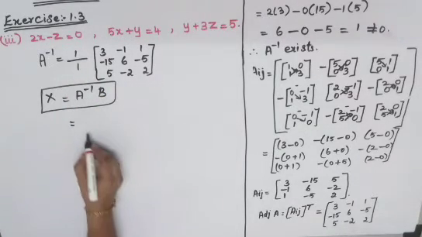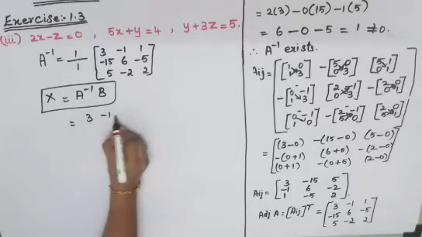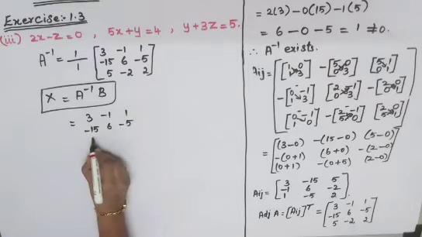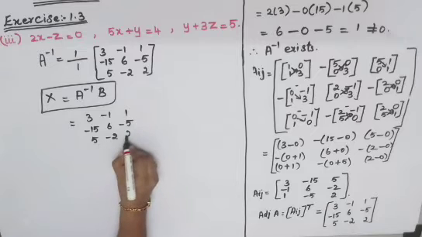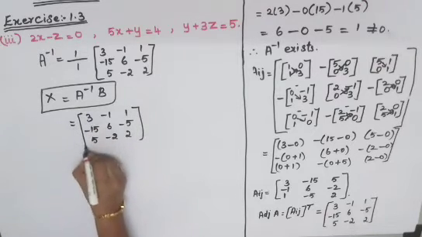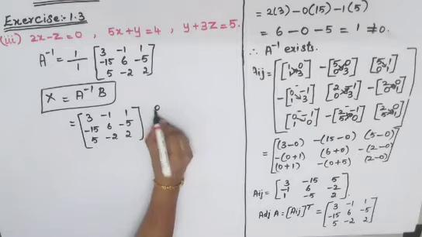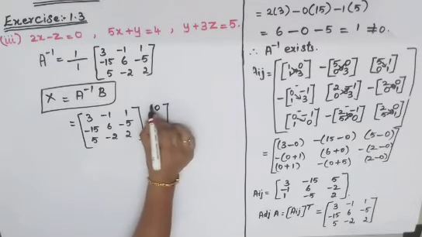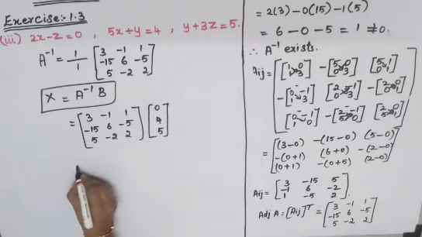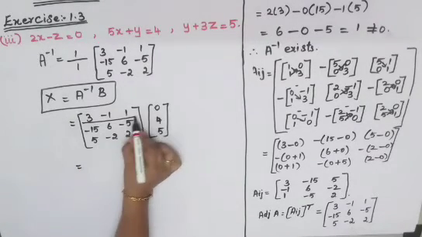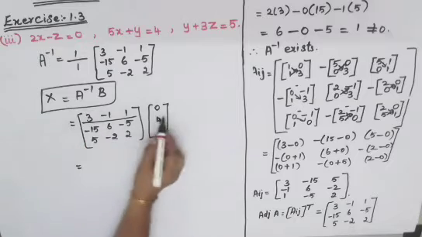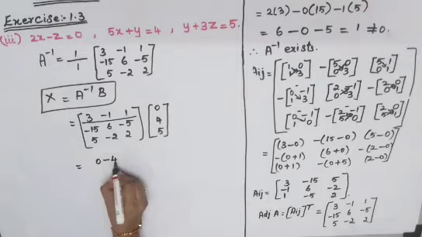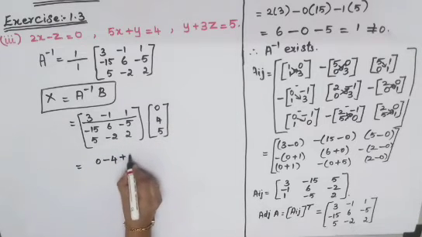1 by 1 is there, so you can leave it. So 3 minus 1, 1. Minus 15, 6 minus 5. 5 minus 2, 2. Into your B is 0, 4, 5. So beginning of the sum it will be there. Now we will have to go to your normal matrix multiplication. First row in this column. So 3 into 0 is 0. Minus 1 into 4 is minus 4. 1 into 5 is plus 5.